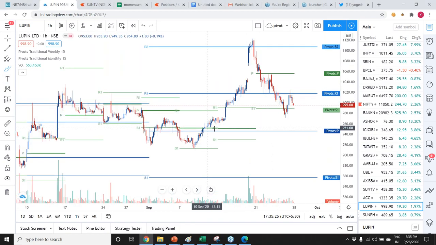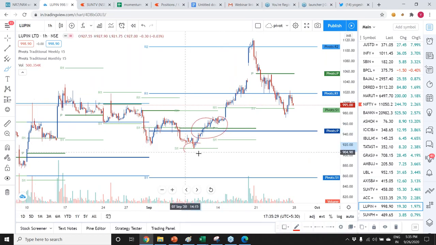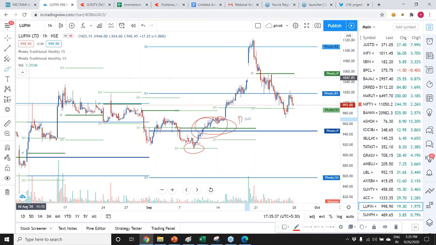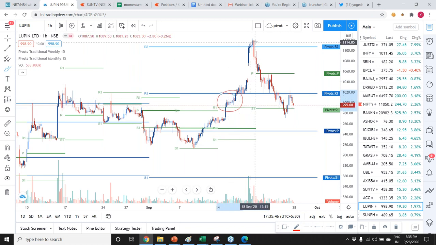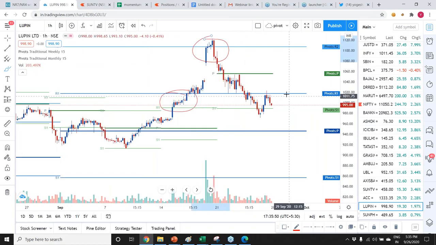Now here it crossed. Can you see here support on S1? Here it crossed above monthly and weekly pivot both. So it became bullish. Now from this level, it crossed weekly R1 also. So momentum started, and see this gap up exactly at R2 and then down.